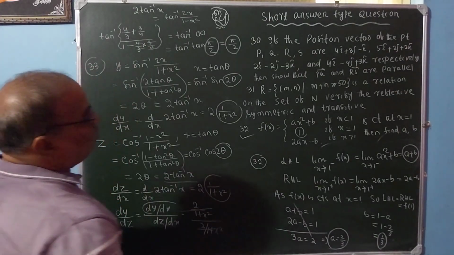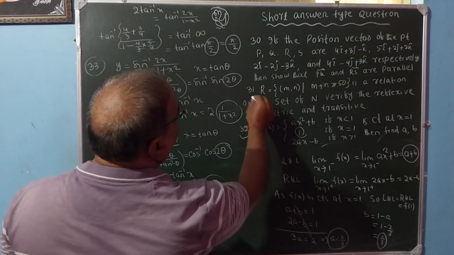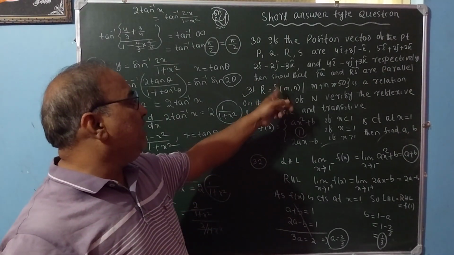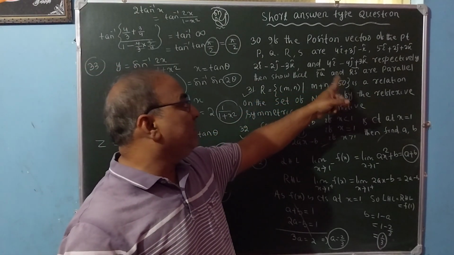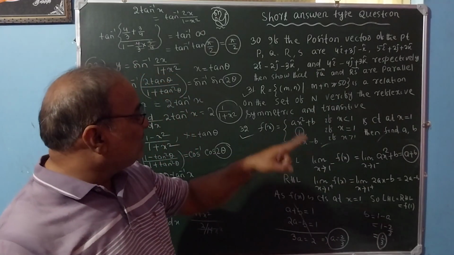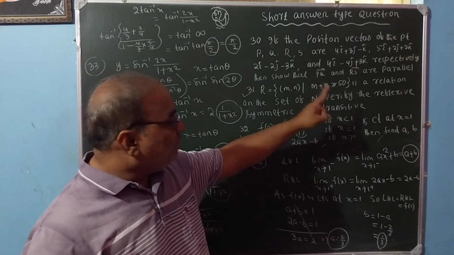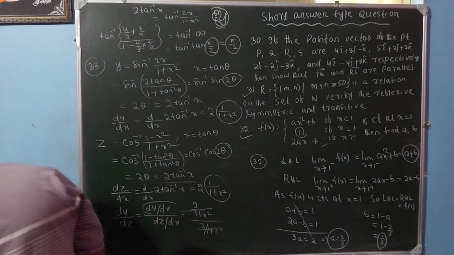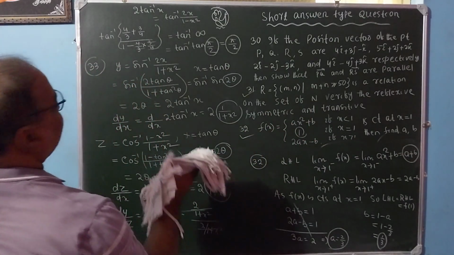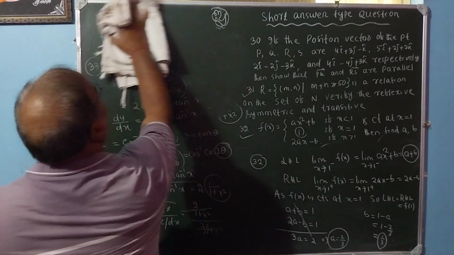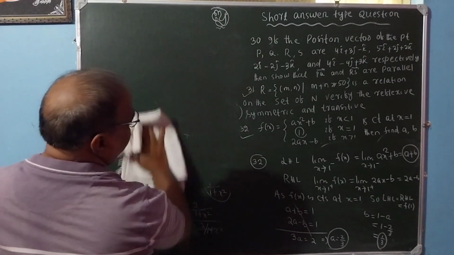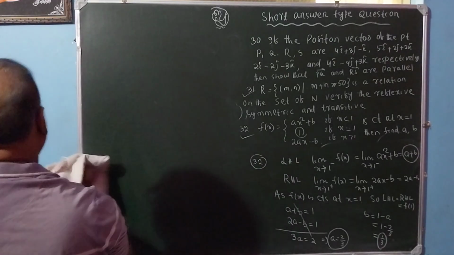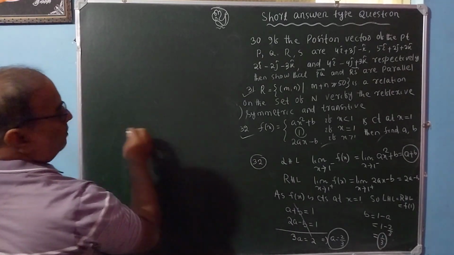Okay, so now we have to discuss question number 31. This is from relations. R is a relation mRn such that m plus n is greater than or equal to 5, a relation on the set of natural numbers. Verify reflexive, symmetric and transitive. So first of all we have to verify reflexive. So write down question number 31.